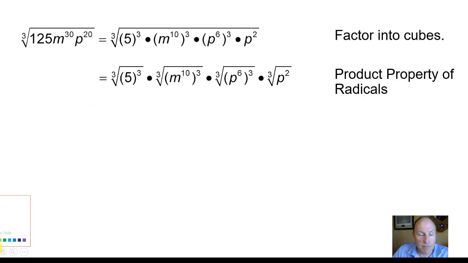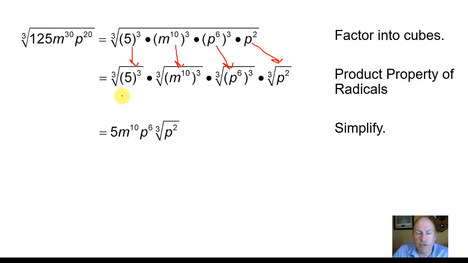When I take that down, that can be broken up with the product property as the cube root of 5 to the third times the cube root of m to the 10th to the third times the cube root of p to the 6th to the third times the cube root of p squared. This is kind of the remainder. So the cube root of 5 to the third is just 5.